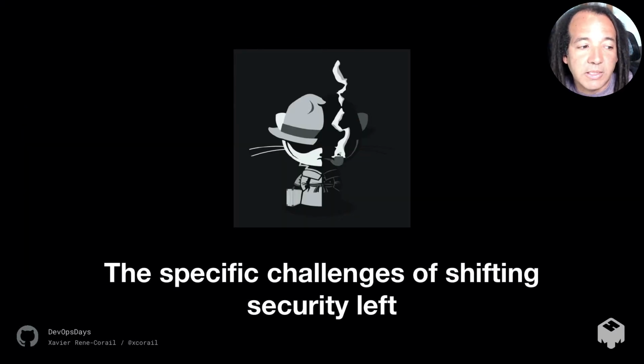So let's first begin with the specific challenges that we encounter when we want to shift security left. So first, why shift left? Because it's cheaper, it's more effective, it's more efficient. Look at the NASA Curiosity example. You can imagine the cost difference between finding the software crash during the testing phase and finding the actual rover crash when landing on Mars, right?